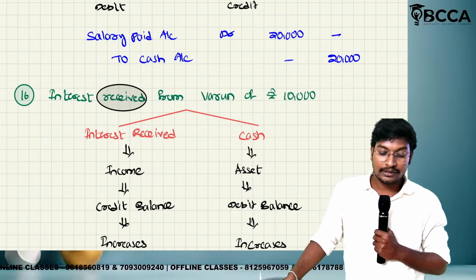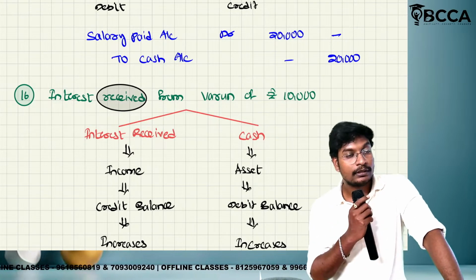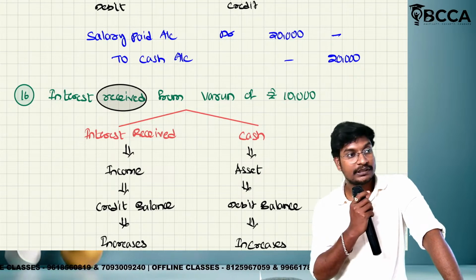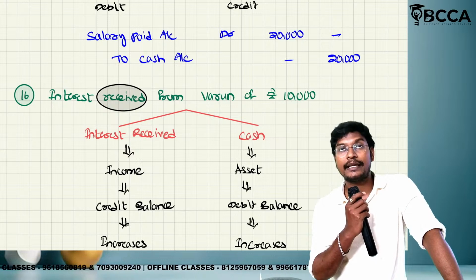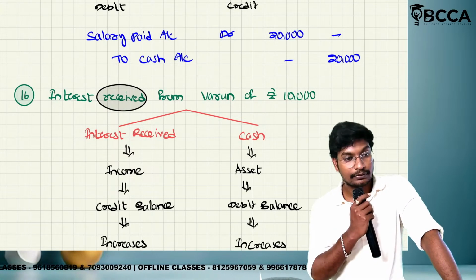Now I am going to discuss four concepts: outstanding expenditure, prepaid income, income receivable, and income received in advance. Here I can explain the meaning of cash basis and the meaning of accrual basis.